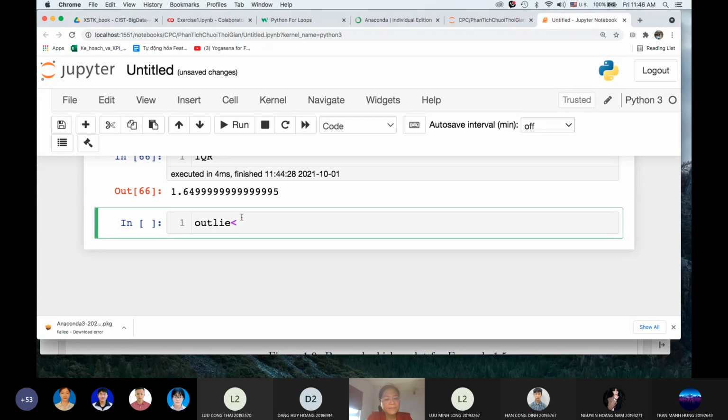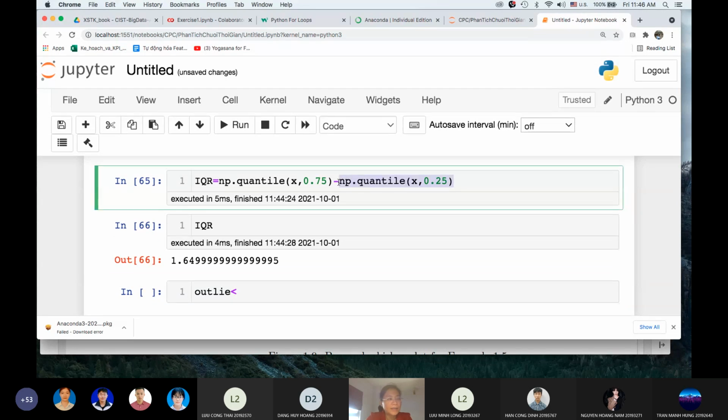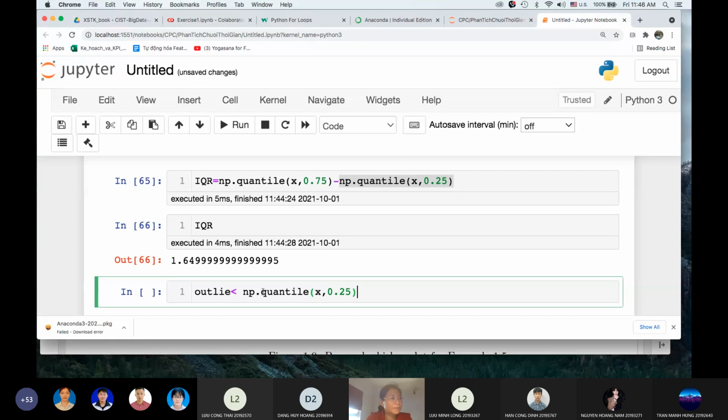If a value is more than the upper quantile plus 1.5 IQR, I call it an outlier. On the left side, an outlier is below the lower quantile minus 1.5 IQR. You can use another constant here, maybe 1, 2, 3, up to you. How we get this constant, we have the theory about sigma in the future.